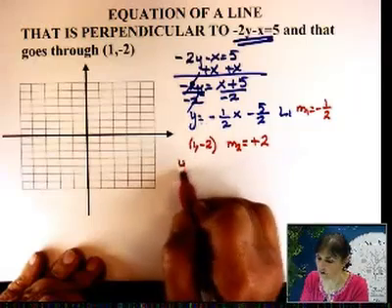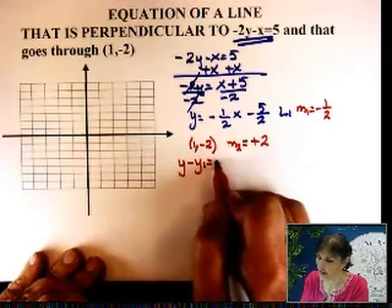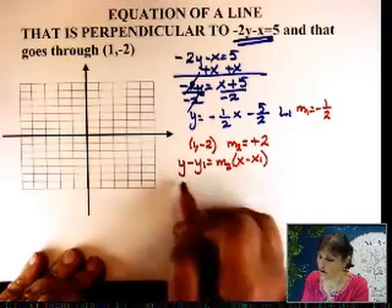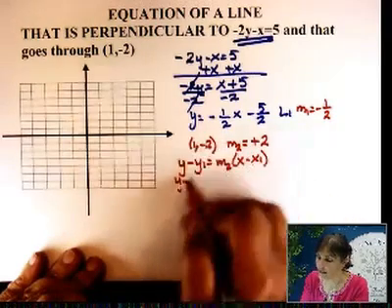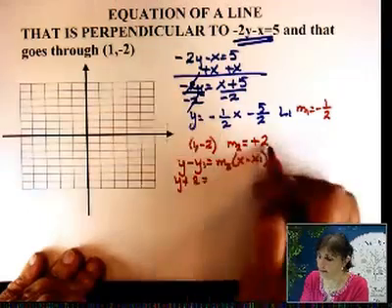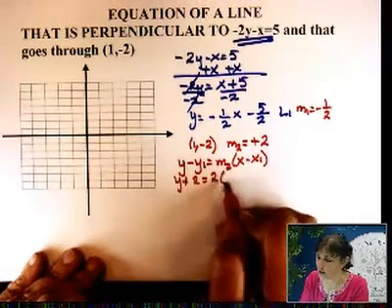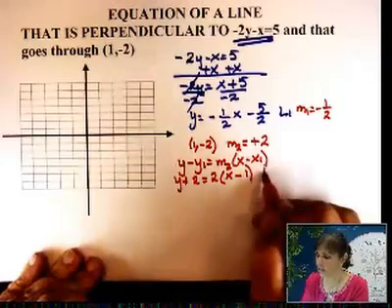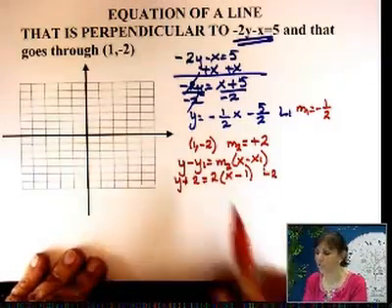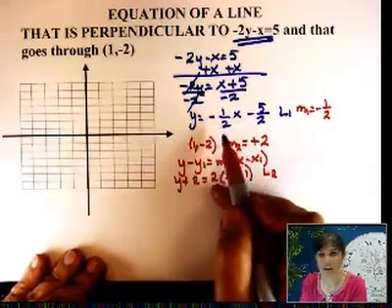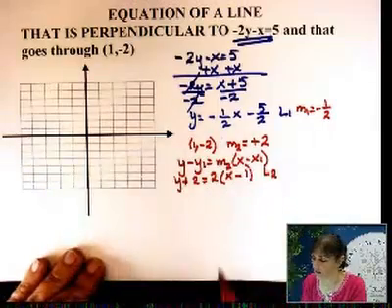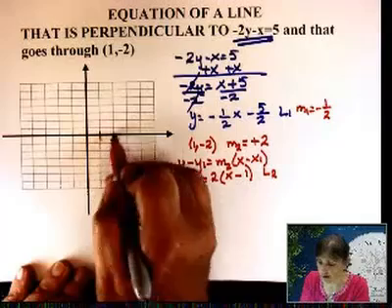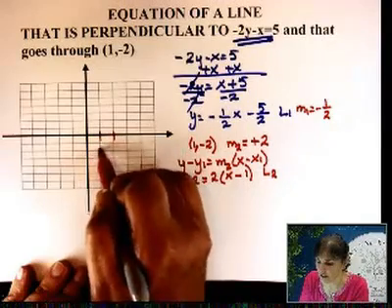What's the equation? Y minus y1 equals m(x minus x1). Y minus minus, that's plus. M is 2. X minus x1 is 1. That's the equation of the second line. So let's draw the second line and the first line, and let's see if they look perpendicular. This one has to go through 1, -2. Here's 1, here's 2. 1, -2 is here.